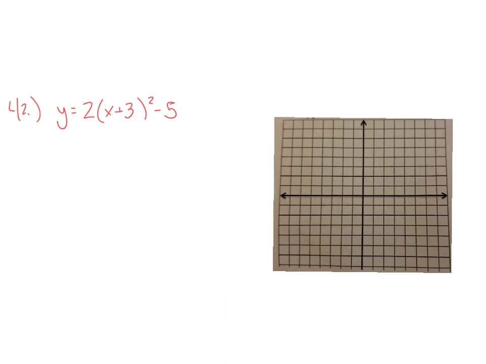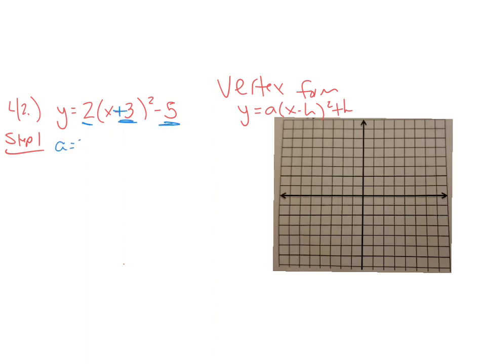All right, 42 is y equals 2(x plus 3) squared minus 5. So this is vertex form, which means we're doing a(x minus h) squared plus k. So step 1, you're going to find a, h, and k. So there's a, there's h, there's k. So a is 2. H, remember that's a dirty h hanging out with the x, so it's not 3, it's actually negative 3. And k is negative 5.